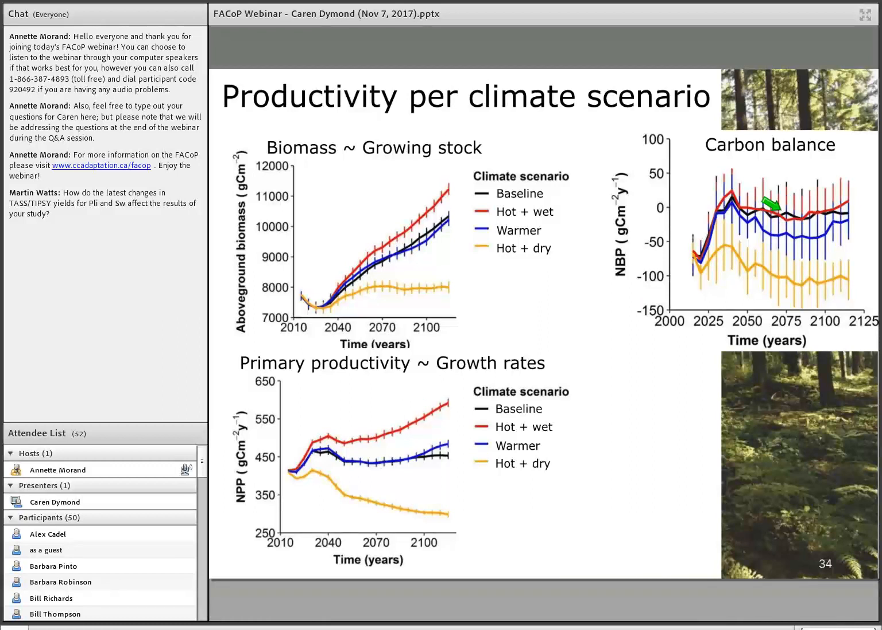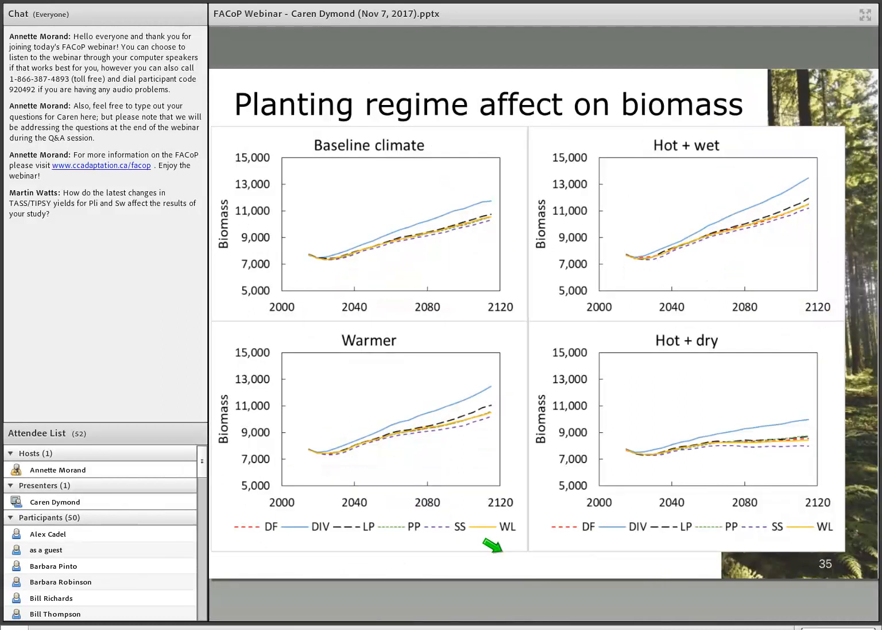Carbon balance: the hotter and wetter or baseline climates sort of bounce around 0. Warmer or hotter and drier are carbon sources to the atmosphere. So basically what we're saying is we can't really predict the future, at least in this study area. But that doesn't mean we can't do anything about it.